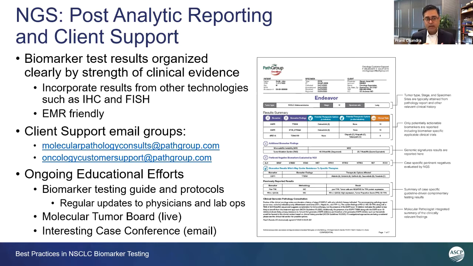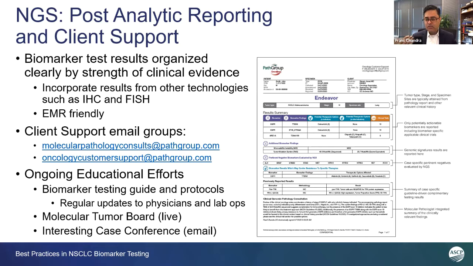You have to organize all of the information. Again, we're busy physicians, pathologists, and oncologists. And within 2 minutes, an oncologist really has to have a good understanding that here are the alterations, here are the therapies that I can utilize to treat my patient.